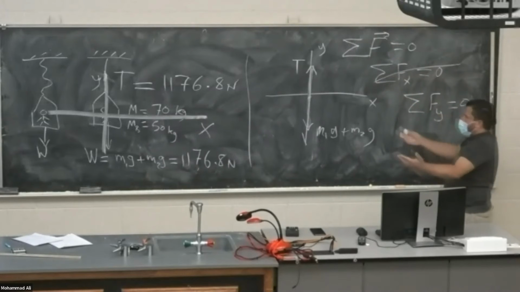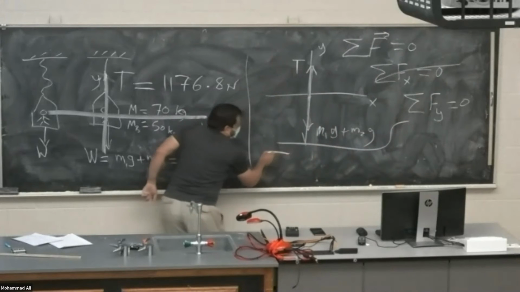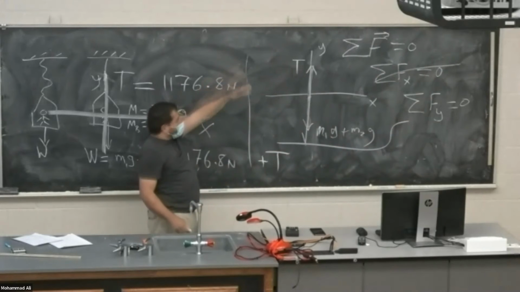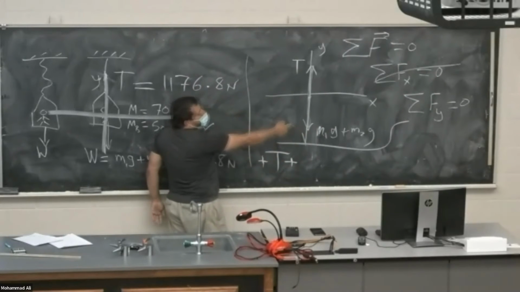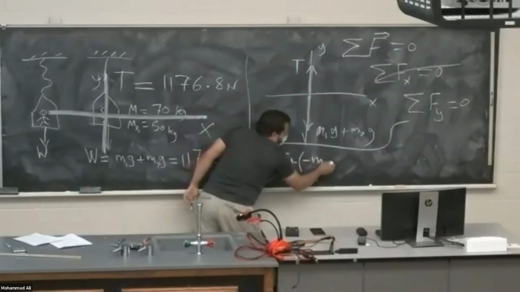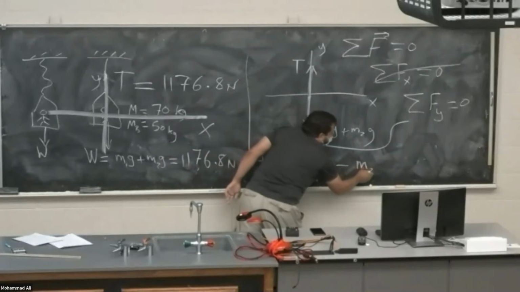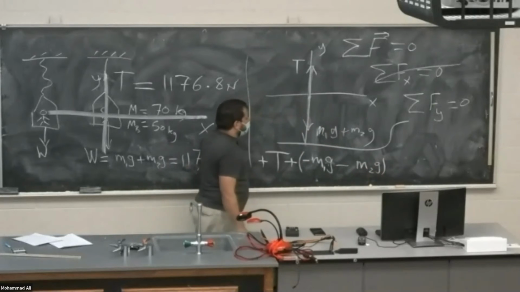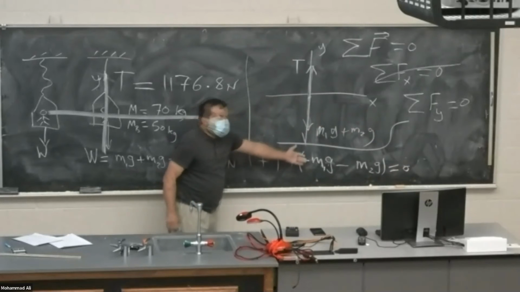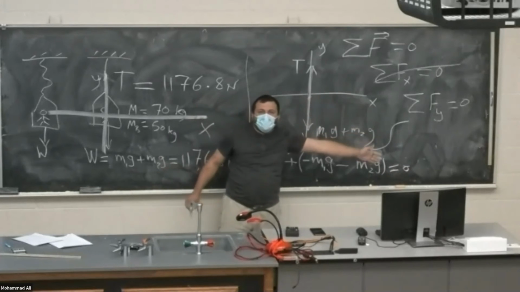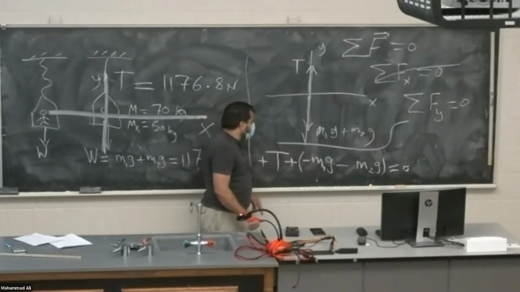In Y direction we have the tension upward, with a positive sign, plus the negative M1G minus M2G, which should be equal to 0. This is the Y direction. Okay, I have two minuses. I can move them there. They will be positive. Then the tension force will be equal to them.